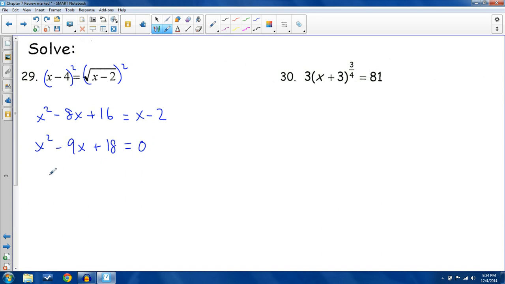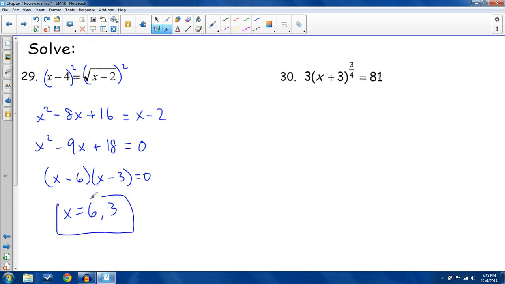Okay. And this is x minus 6 and x minus 3 equals 0. So x equals 6 and 3. Now, check for extraneous solutions. Let's try 6 in the original equation. Let me erase these here and say it out loud for you.